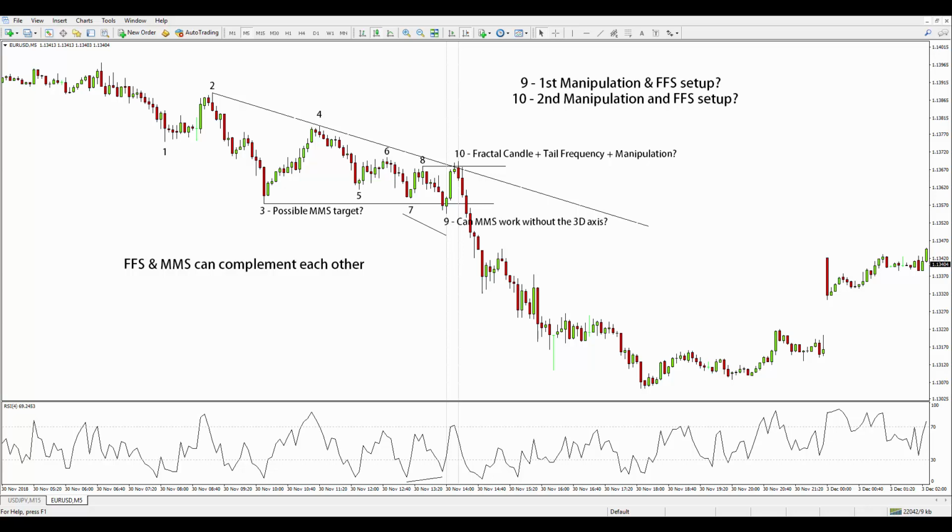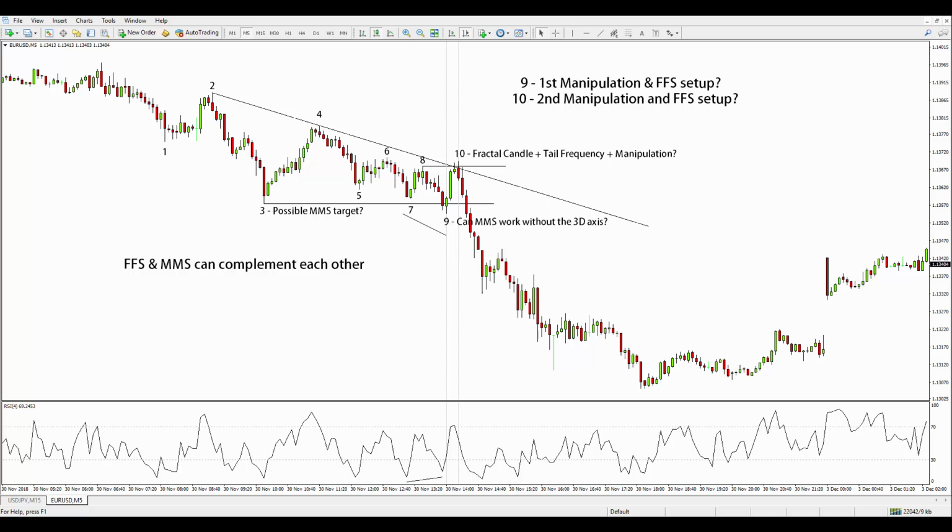Some of you asked me about the difference between the fractal flow strategy and the market maker strategy. The fractal flow method is about understanding momentum in the most accurate way possible. The market maker strategy is all about understanding how market makers manipulate retail traders, and how we can take advantage of that. Interestingly enough, a lot of times they point to similar opportunities in the market.